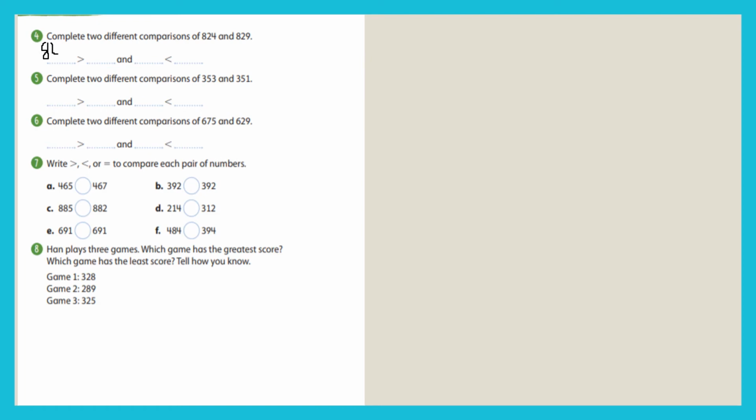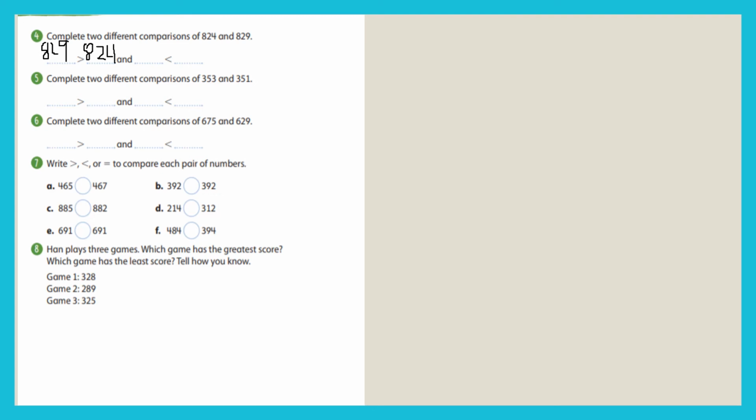829, because my arrow is open to the bigger number. Alligator wants that bigger number, and 824 goes here. Ooh, it's hard to write like this. All right, let me erase that, boys and girls, because that 24 does not look right at all. All right, here we go. 824. That is much better.